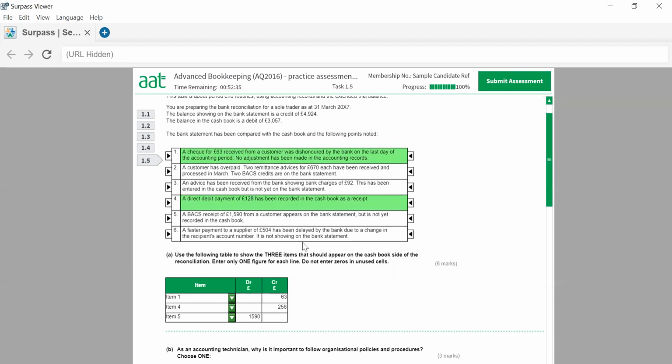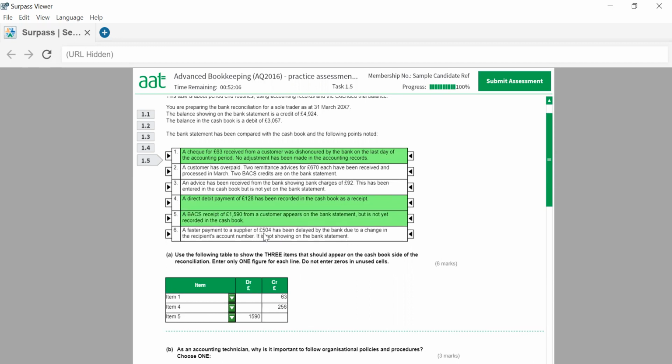And number 5, it says a bank receipt of £1,590 from a customer appears on the bank statement, but is not yet recorded in the cash book. So we received some money from a customer that we've not put in the cash book. We're going to debit the cash book for 1,590. So that one is also relevant.